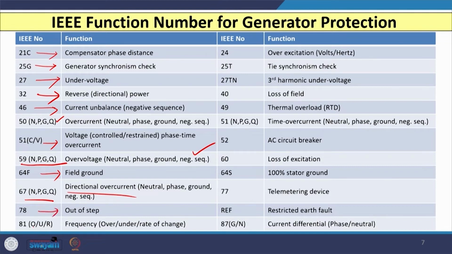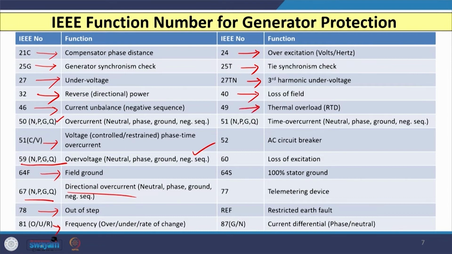78 is meant for out of step condition. 81 is for frequency operation, maybe over frequency, that is 81O, 81U is for under frequency, and 81R is for rate of change of frequency. 24 number is given to over excitation, that is volts per hertz protection. 25T is for tie synchronism check. 27TN, that is third harmonic under voltage, is used to achieve 100% stator protection. 40 is meant for loss of field. So, if excitation is lost, then this number is very important.